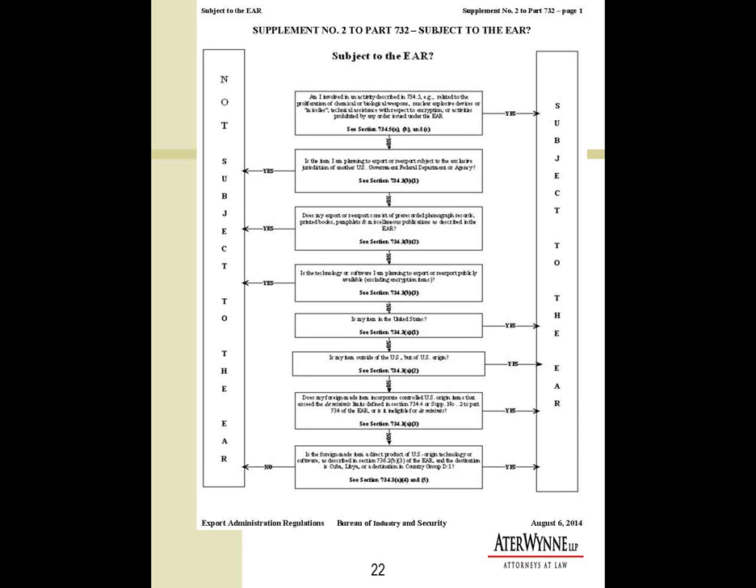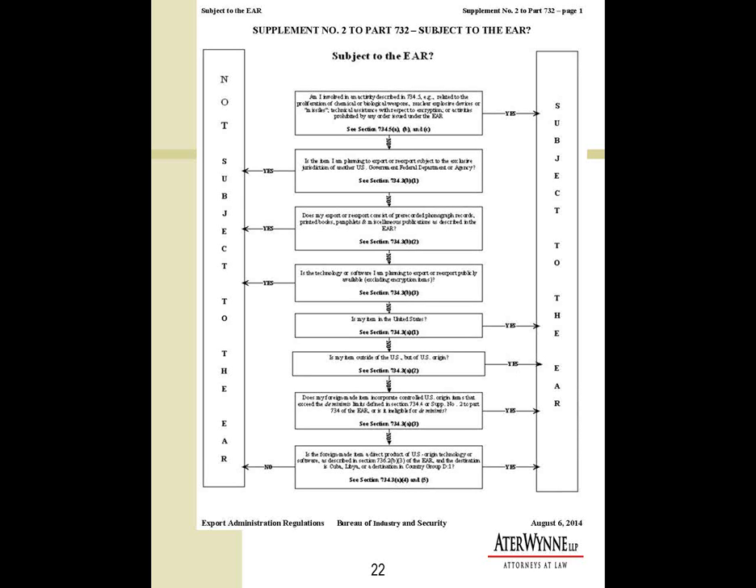But what it also does is it directs a company to ask, if it's not subject to the Export Administration Regulations, is it subject to the jurisdiction of another agency? And that other agency often is the U.S. Department of State and products that are military in nature.